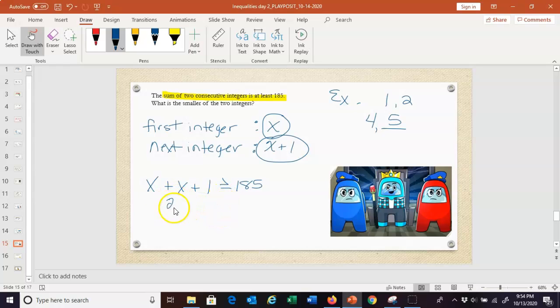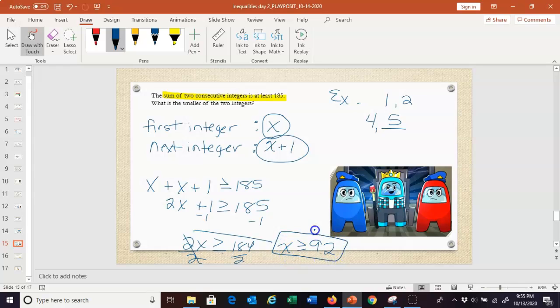So let's solve this. We got 2x plus 1 is greater than or equal to 185. Subtract the 1. You guys probably got this down by now, right? 184. Then we'll divide by 2. X is greater than or equal to 92. So the smallest it could be is 92, right? Could it be 91? No, because it says x is greater than or equal to 92.